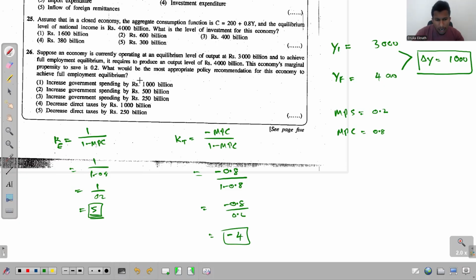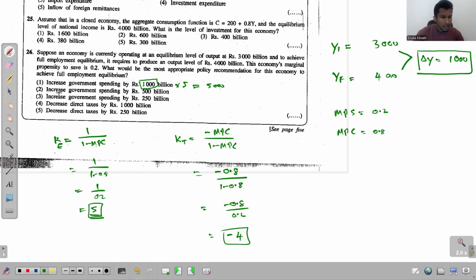So if government spending gets increased by 1000, it will have a multiplier effect, and the relevant multiplier is 5. So if government spending gets increased by 1000, it will have a final impact on the national income, and that will be 5000, which is not the desired level. The desired level is just 1000.